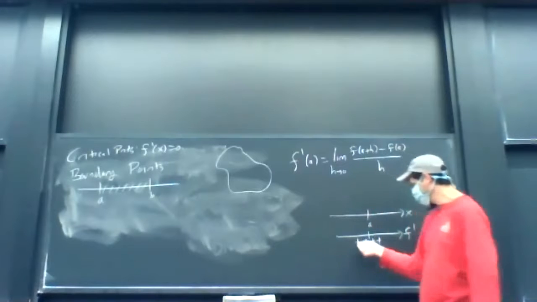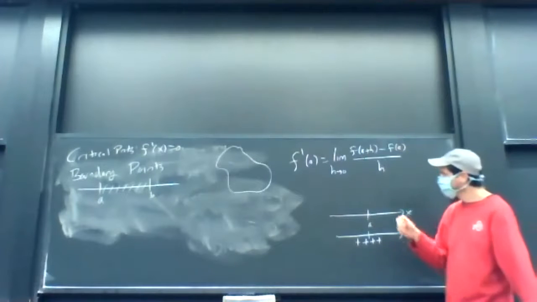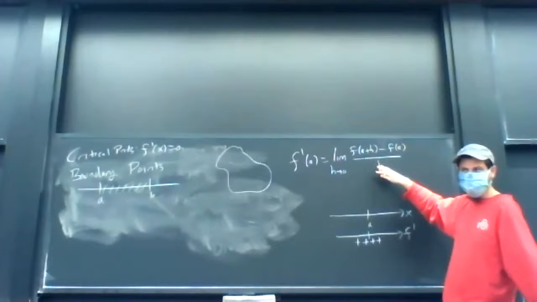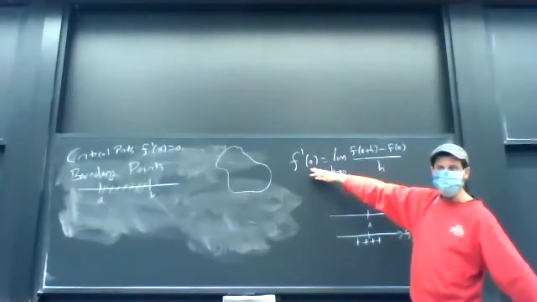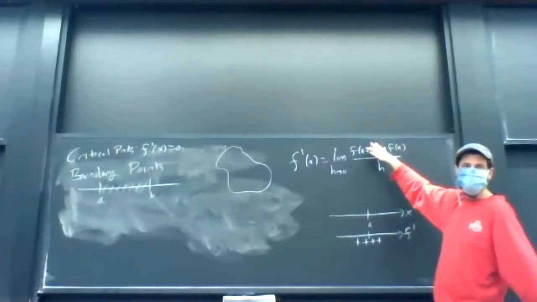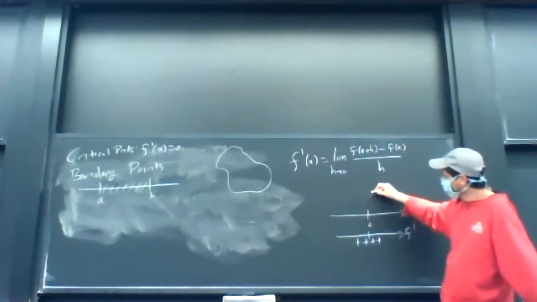So the positive signs means that f prime is positive in that region. But what does that mean? If h is a small positive number, the denominator is positive. If f prime of a is positive, and the denominator is positive, what must be true about the numerator? Positive. So that means if I go a little bit to the right, my function goes a little bit larger.